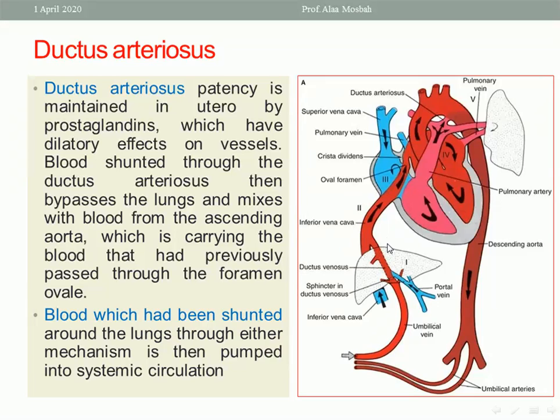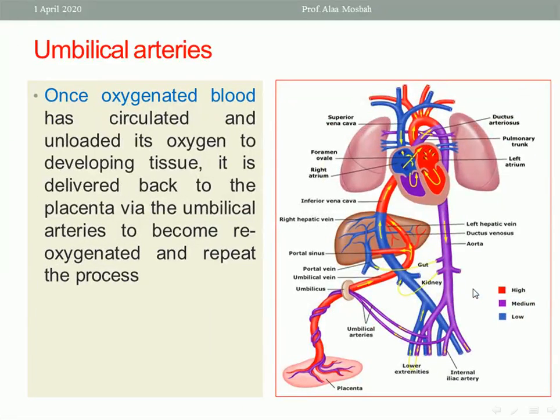Blood which has been shunted around the lung through either mechanism, either the foramen ovale or the ductus arteriosus, is then pumped to the systemic circulation, as we said, through the ascending and descending aorta to all body organs.